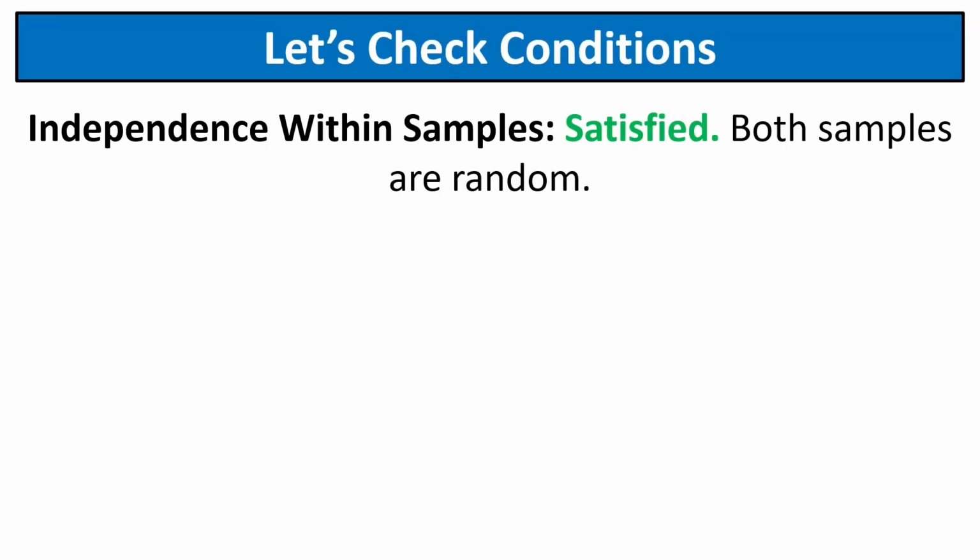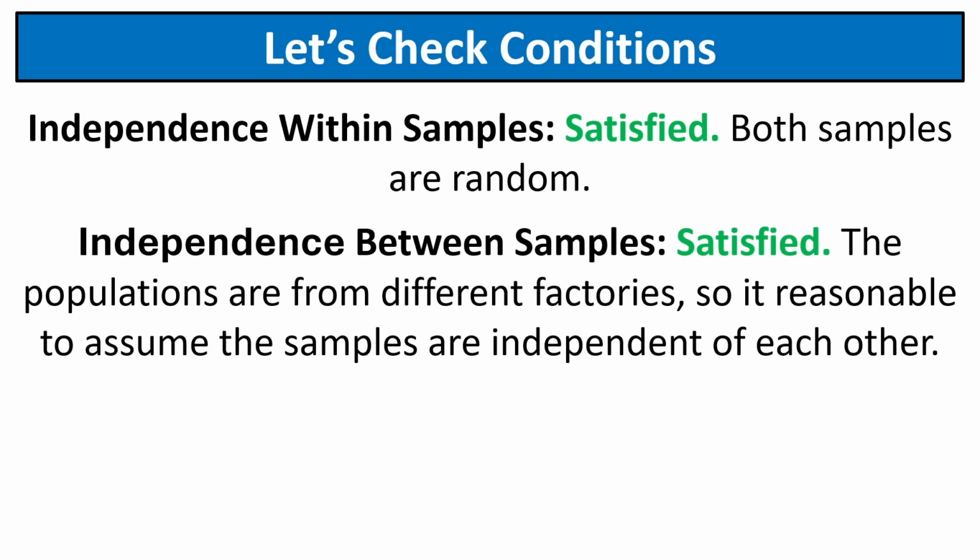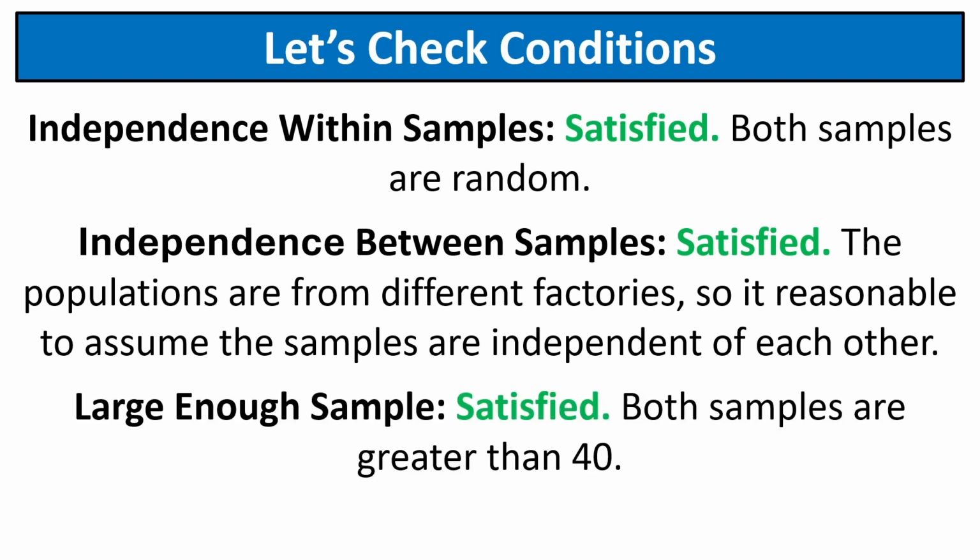Before that, let's just quickly check conditions. Do we have independence within samples? Yes, both samples are random. Do we have independence between samples? Also yes. The populations are from different factories, and so it's reasonable to assume the samples from each of those populations are independent of each other. Are our samples large enough? Well, yeah, both samples are greater than 40, and therefore we can appeal to the central limit theorem, and we can approximate our test statistic using a t-distribution.